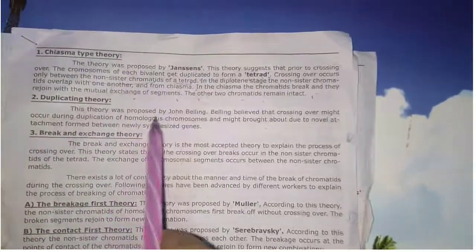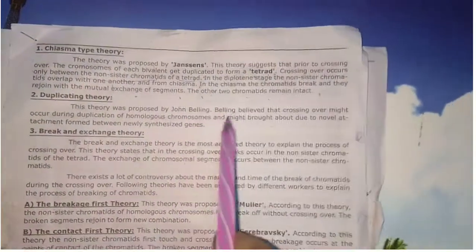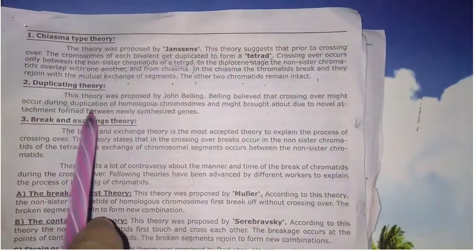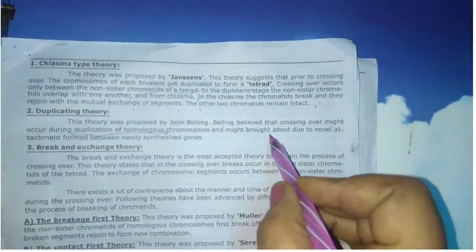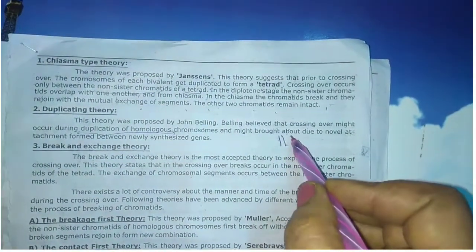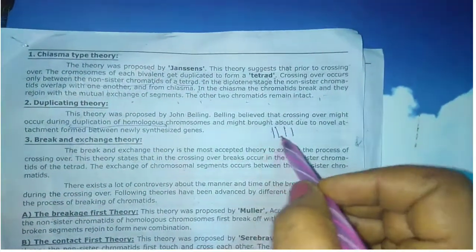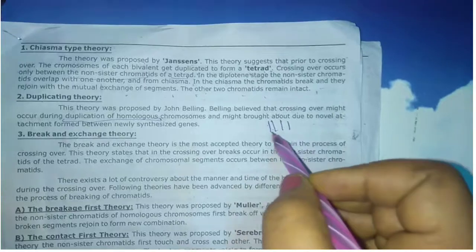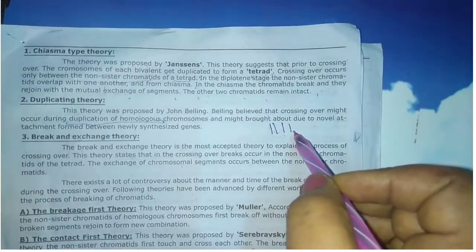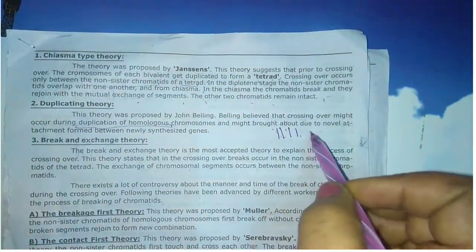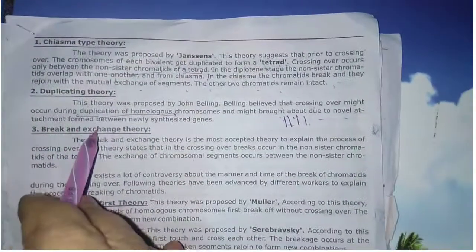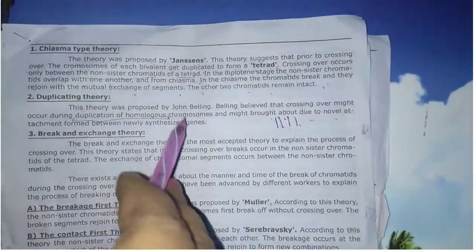And the second one is the duplicate theory. This theory was proposed by John Belling. Belling believed that crossing over might occur during the duplication of the chromosomes. That means when the chromosomes are divided into two, only then the exchange of the genes takes place. But he proposed this due to the novel attachment found between the newly synthesized genes.